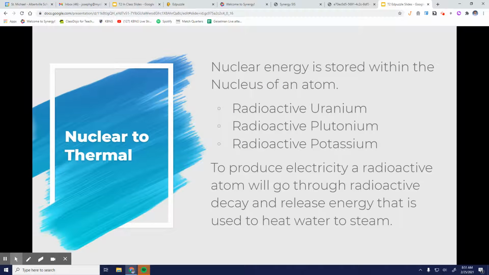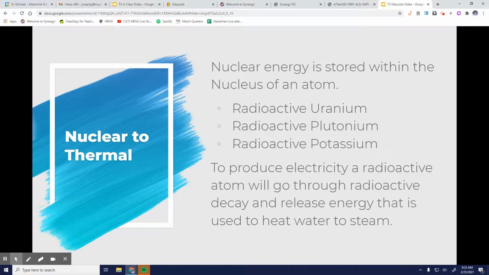Another way to get thermal energy from a stored potential energy is nuclear energy. Nuclear energy is the energy that's stored within the nucleus of an atom. So we're talking protons, neutrons, and electrons now. Radioactive uranium, plutonium, and potassium are often used to power nuclear power plants. What happens is we go through that radioactive decay, that controlled nuclear reaction in a power plant, and that releases energy that we use to heat up water. And that water becomes steam.